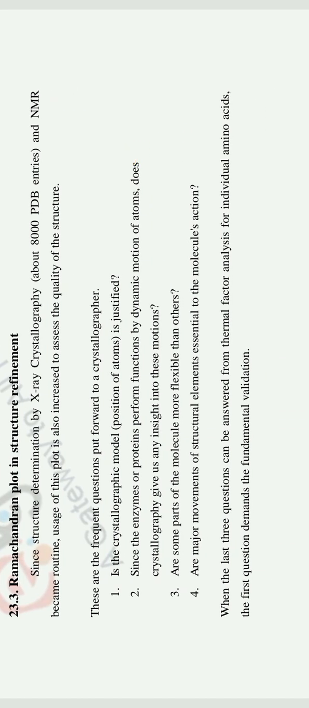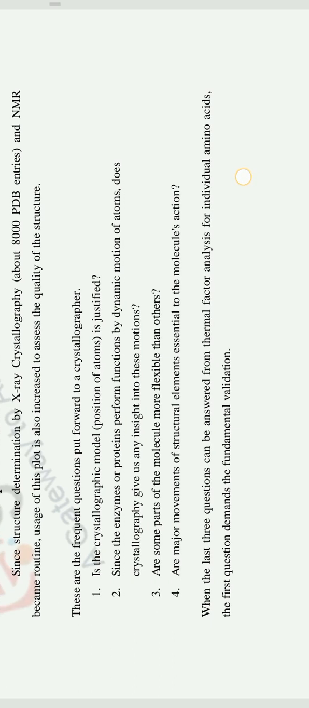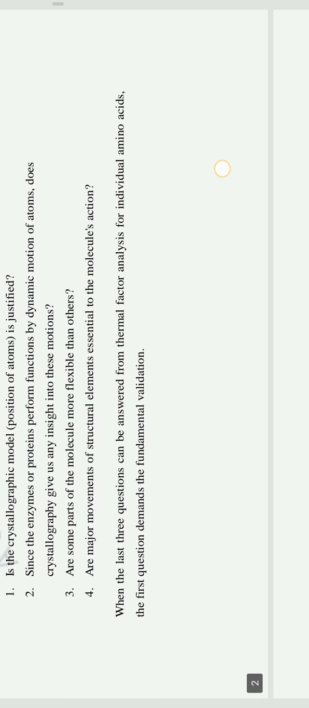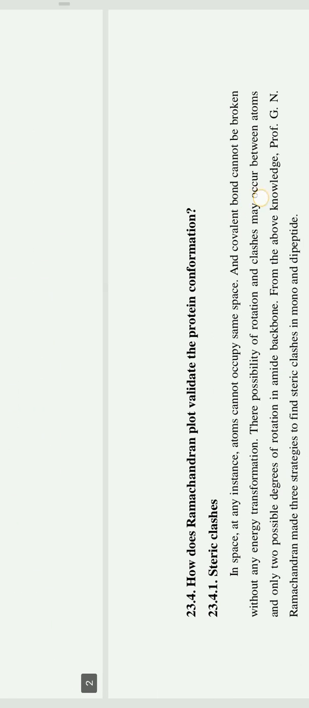These are the frequent questions put forward to a crystallographer. Is the crystallographic model position of atoms justified? Since enzymes or proteins perform functions by dynamic motion of atoms, does crystallography give us any insight into these motions? Are some parts of the molecule more flexible than others? Are major movements of structural elements essential to the molecule's action? The last 3 questions can be answered from thermal factor analysis for individual amino acids. The first question demands the fundamental validation.